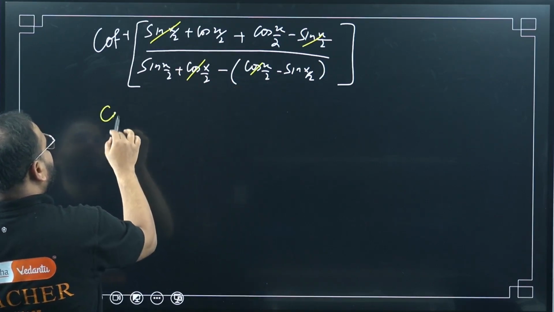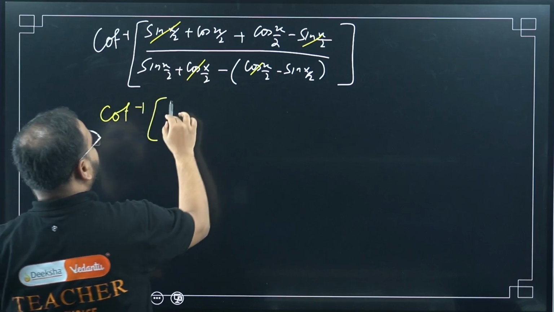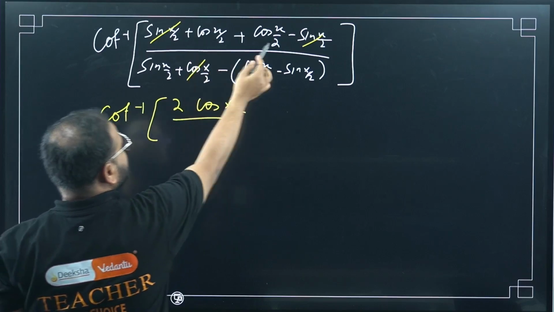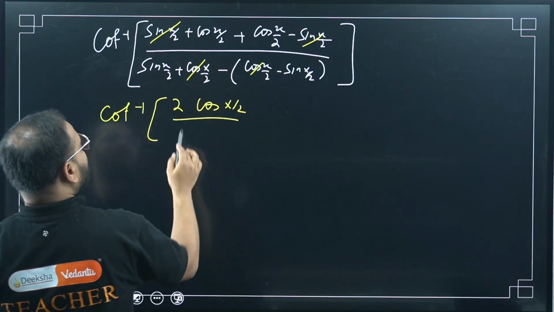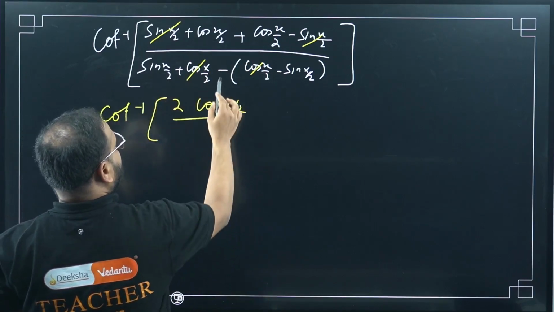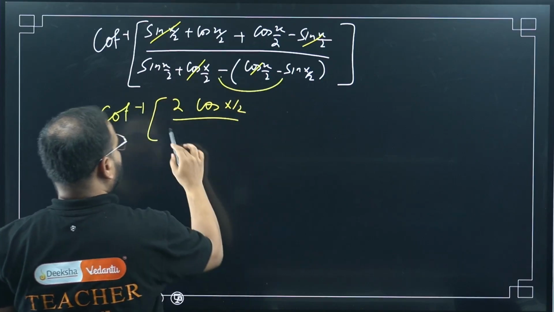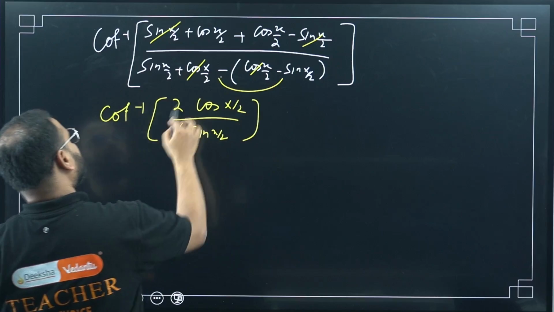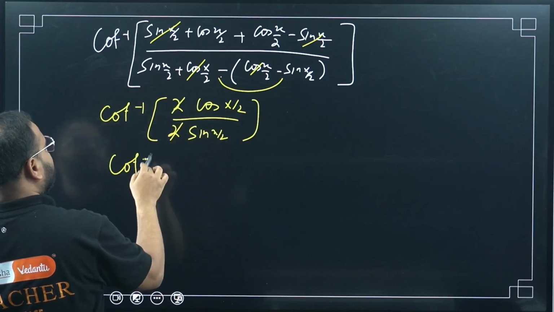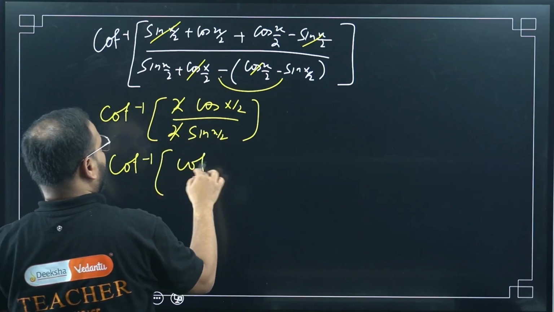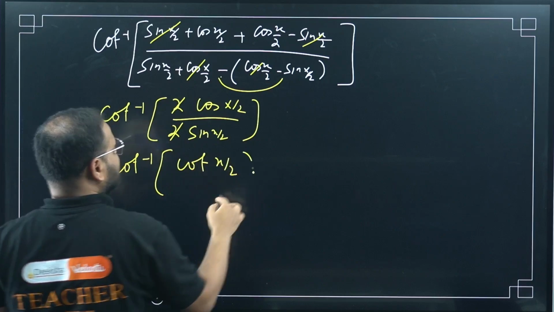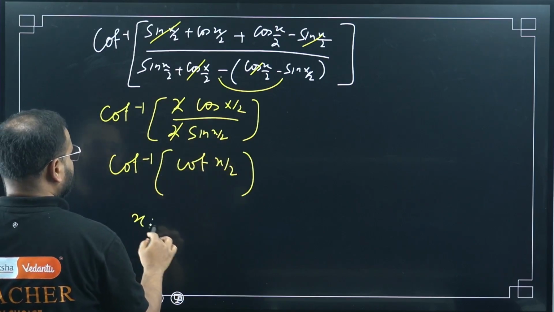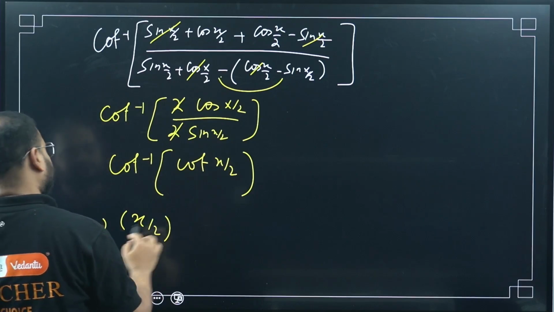Simply, please check. Cot inverse of the numerator 2 cos x by 2, since cos plus cos is cos x by 2, and in the denominator sin x by 2 plus sin x by 2. Minus and minus will become plus. So 2 sin x by 2. Cancel this 2 and 2. What I get is cot inverse of cot x by 2. Why, sir? Cos by sin is cot. Cot inverse of cot is simply x by 2. This is my final answer.